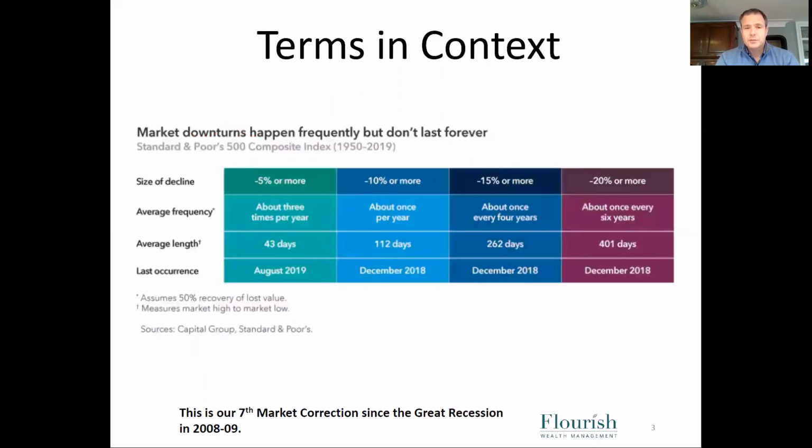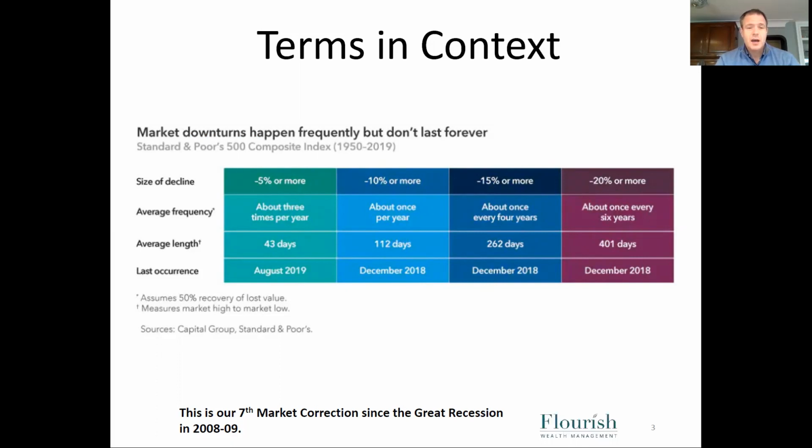Now it's important to put these terms in context because although all of those are very scary, there are frequently declines that take place. So on average, we can see a 5% market decline takes place about 3 times a year. 10% or more, which is that market correction, takes place about once per year. And then a bear market, 20% or more, takes place about once every 6 years. As you can see, the last occurrence for the 10% or more was in December of 2018.